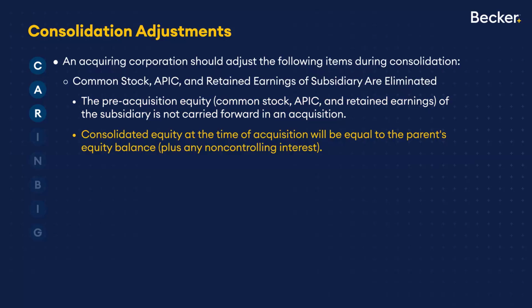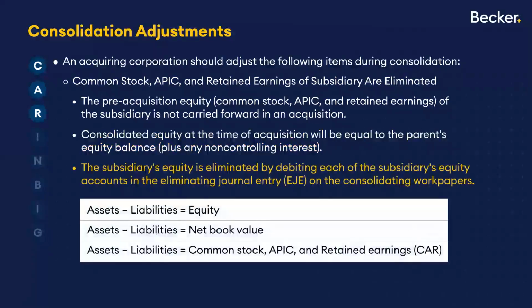In other words, if I were to buy 100%, in truth, what I invested equals what their equity is. Now, the subsidiary's equity would be eliminated through debits, right? We're eliminating the equity section of their balance sheet. That's a credit balance normally, so we're going to debit it to get rid of it.